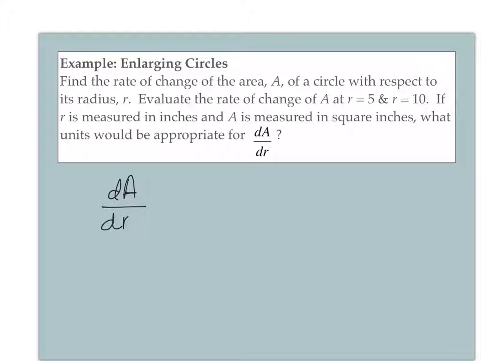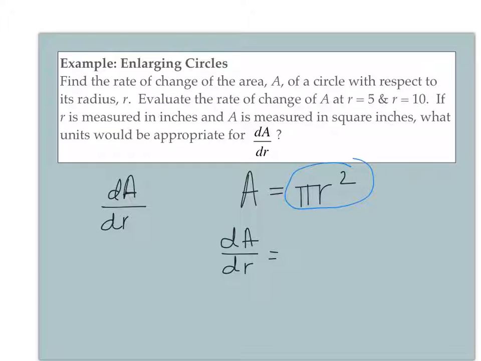So when you want to take the derivative, you start with your original formula. If I'm talking about the area of a circle, what's the formula for that? Close. Just pi r squared. So the formula for the area of a circle is pi r squared, and I'm taking the derivative of pi r squared.